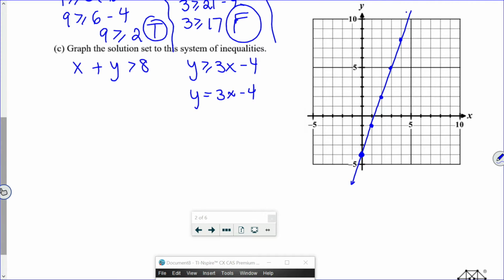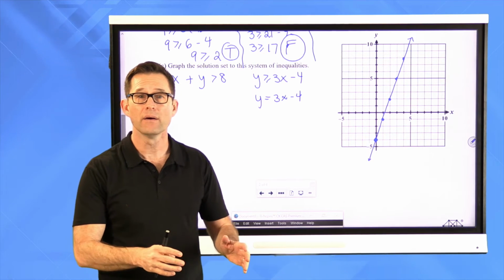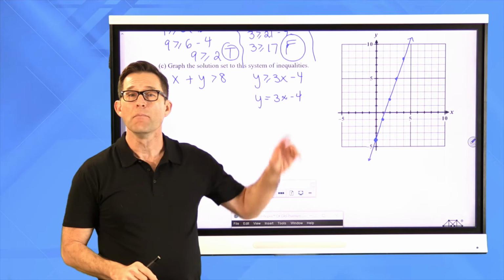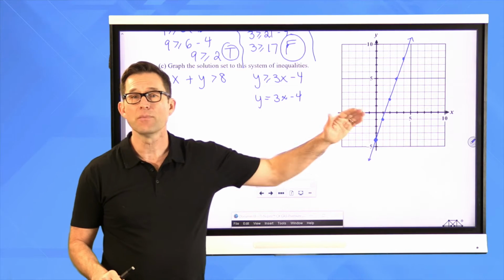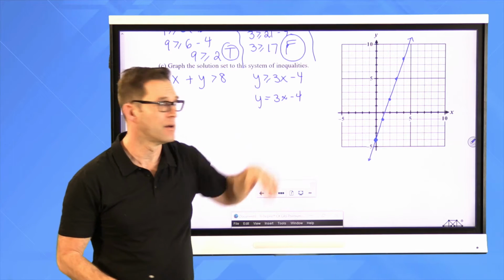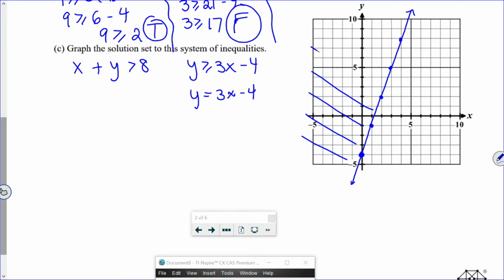Now I have to decide whether I should be shading above the line or below the line. Because it is y greater than 3x minus 4, I should be shading above the line. All right? So that will be this inequality.